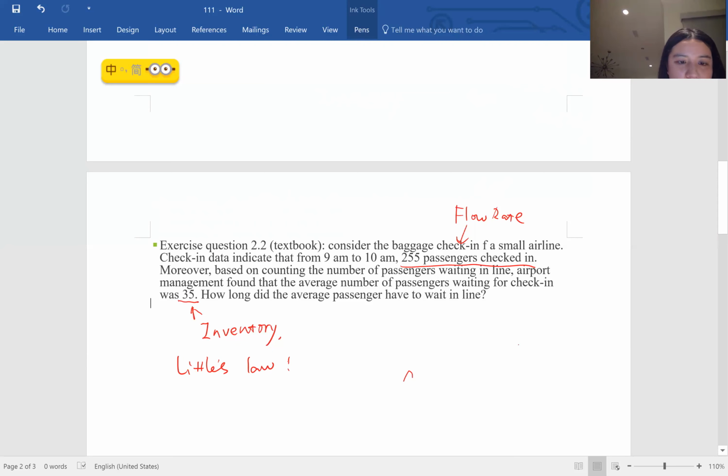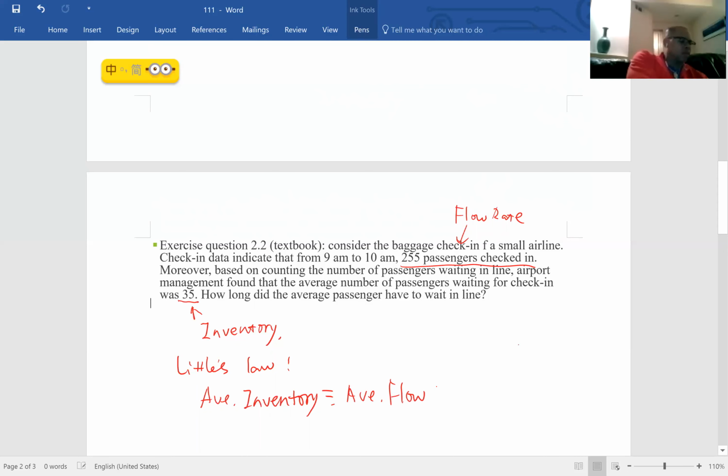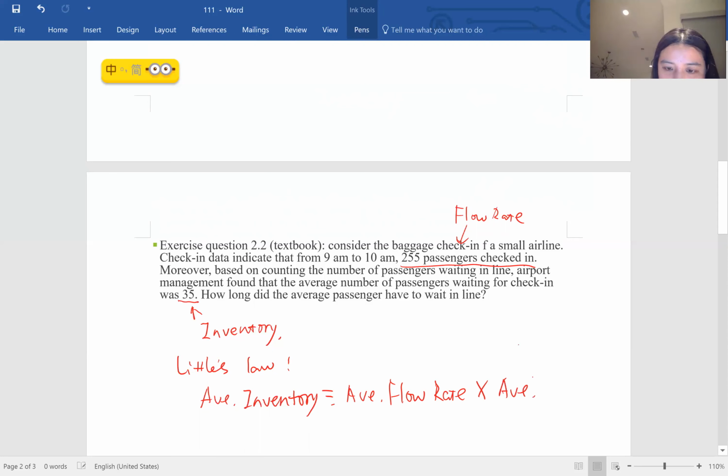So what is Little's law? It's the average inventory equals average flow rate times average flow time. So how long did the average passenger have to wait in line? This is the flow time. So we just need to plug in the numbers then.